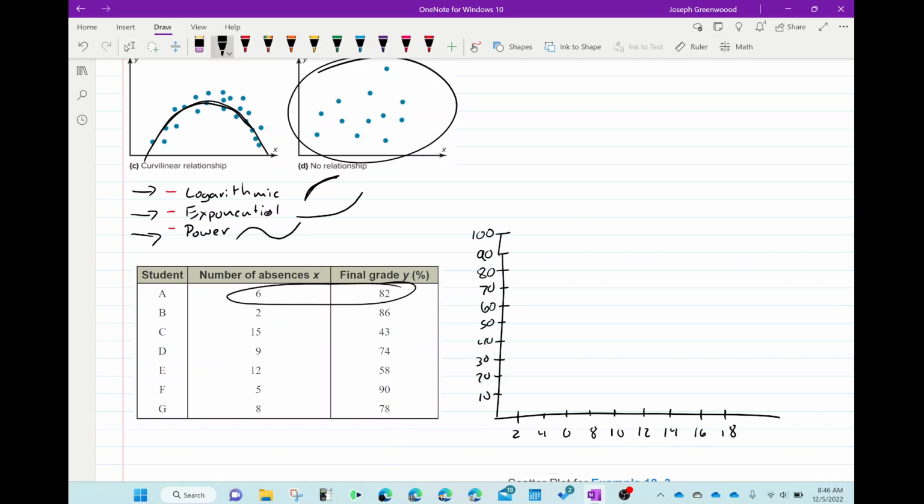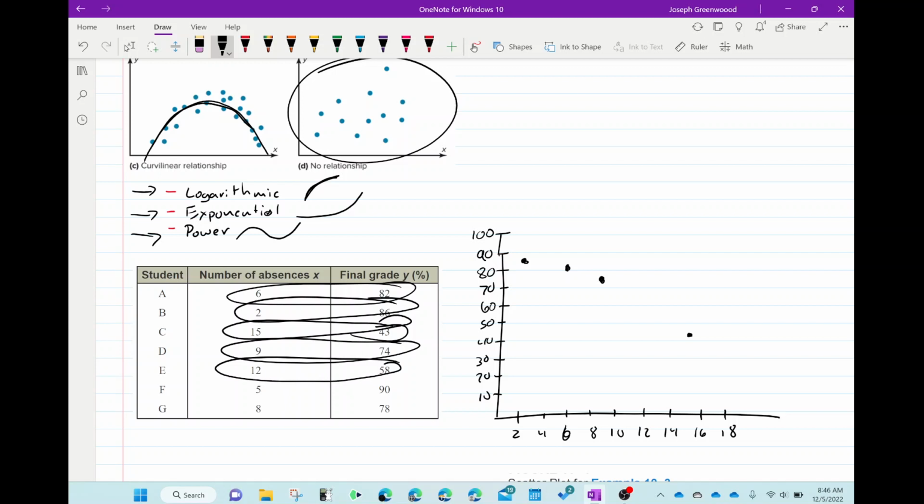So 6, 82, so someone with 6 absences scored an 82 on the exam. Someone with 2 absences scored an 86 on the exam. Someone with 15 absences scored a 43. So 15, obviously not performing as well. Someone had 9 absences, scored a 74. It's about right here. Someone with 12 absences scored a 58. Someone with 5 absences scored a 90. Good for them. And someone with 8 absences scored a 78.